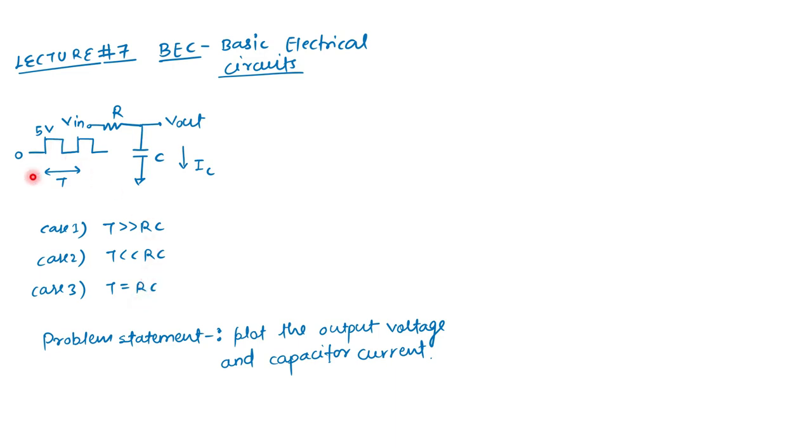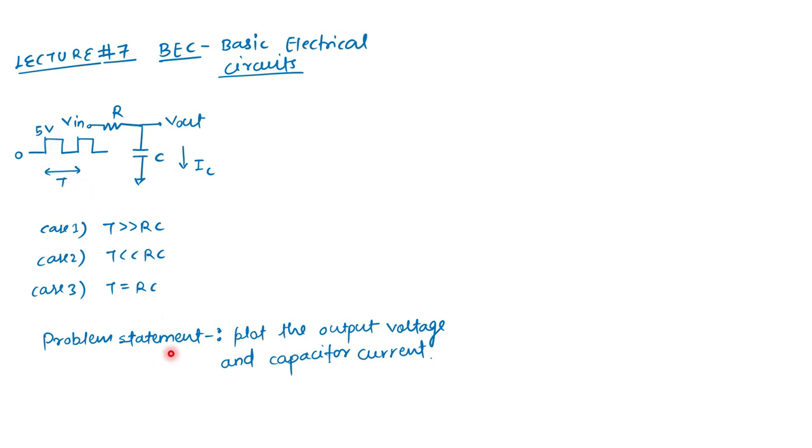So simply, T is nothing but the time period of the wave we are giving as input here, and RC is the time constant of charging or discharging, because in this circuit the charging and discharging time constants are the same. The input is given with a low value of 0 and a high value of 5 volt. So we will analyze the circuit one by one.